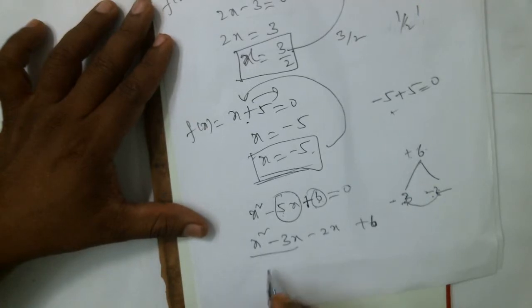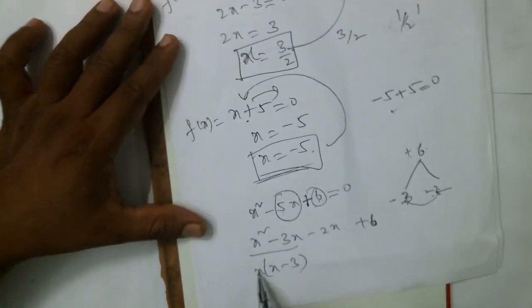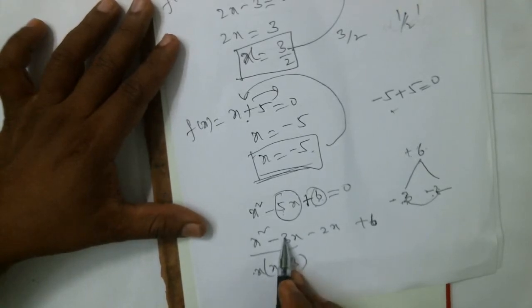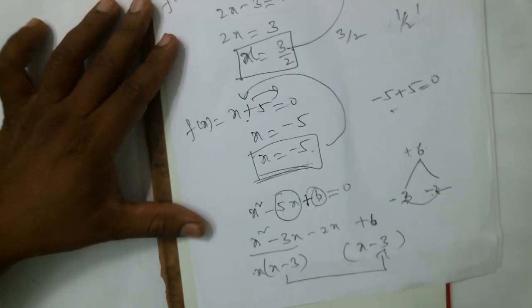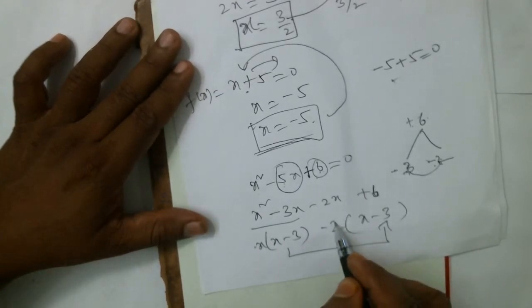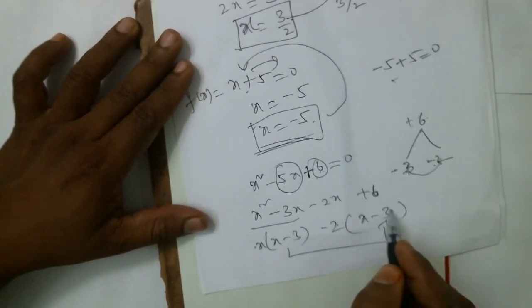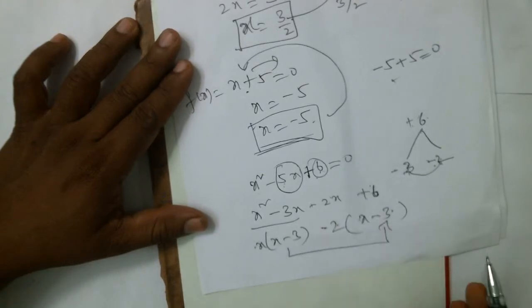Next, what is common here? x is common. x minus 3. If you open the bracket, x into x is x square, x into 3 is 3x. Now in the same way, put here x minus 3, because the same term should be here also. Now what should be common here? See here, 2 into x is 2x, 2 threes are 6. Minus into plus is minus, minus into minus is plus.